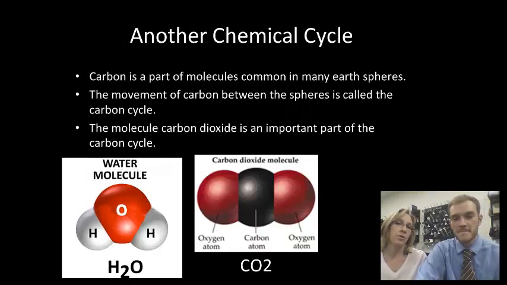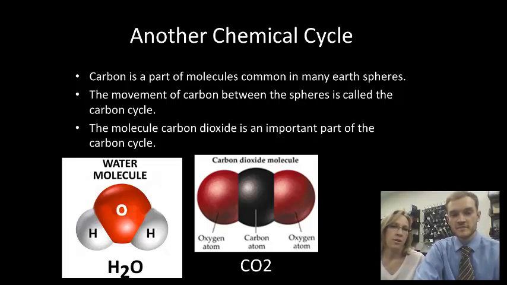So another chemical cycle that we're going to talk about is the carbon cycle. Now, what is carbon? Carbon is part of molecules that are very common in all of the Earth's spheres. There's movement of carbon between the spheres in what we call the carbon cycle, of course. Now, carbon dioxide is your main gas form with carbon in it, and this is occurring in the atmosphere at different levels depending on what interactions are going on.